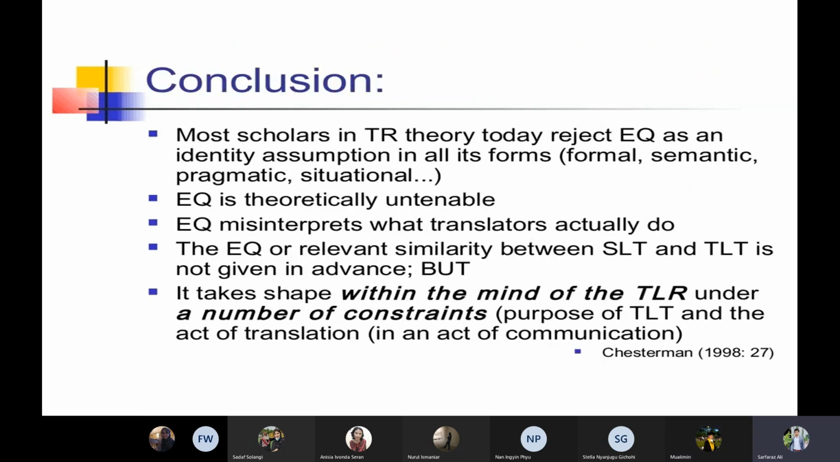And all three approaches can be concluded in these points: most scholars in translation theory today reject equivalence as an identity assumption in all its forms, whether formal, semantic, pragmatic, or situational. Equivalence is juridically untenable, and it misinterprets what translators actually do. Also, the relevant similarity between the source language text and the target language text is not given in advance, but is a text shaped within the mind of the translator under a number of constraints. So this is the conclusion against the merits of equivalence, showing what happens behind the background.